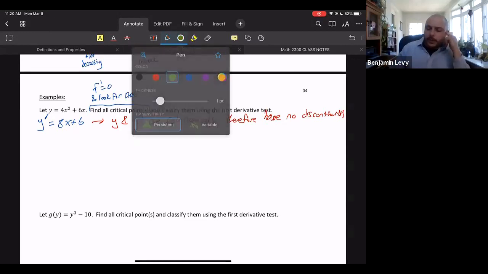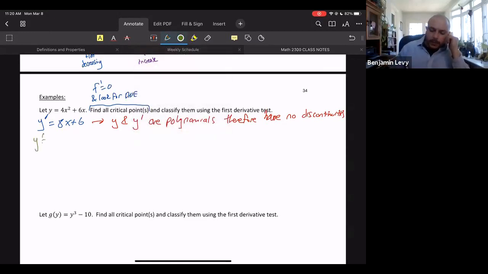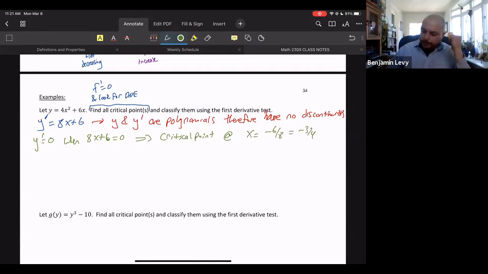Okay, so we find the critical points by setting the derivative equal to 0. So y prime equals 0. It's a nice, easy linear function, so it's easy to solve. Just subtract 6, divide by 8, and we get critical points. There's only one of them, and it's going to be x equals minus 6/8 or minus 3/4. So we only have one critical point to worry about.